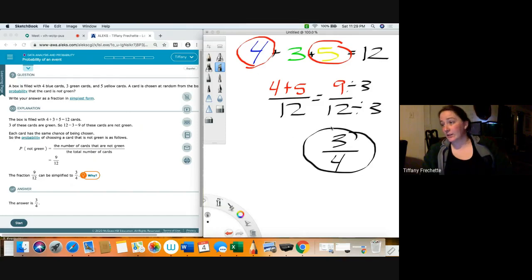That's a pretty good likelihood, honestly, because 3 is pretty close to 4. If I turn this into a percentage, that'd be 75%. So I have a 75% chance of grabbing a card that's not green. I only have a 25% chance of grabbing a green card. So this kind of thing would depend, like say it was a game, but you could only win if you grabbed a green card. So that's not as fair. I only have a 25% chance of winning. But if you could win by not grabbing a green card, you have a 75% chance of winning. So it kind of depends on why these cards are in a random box and you're choosing one randomly.